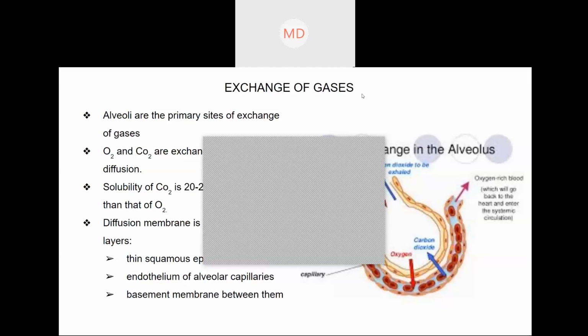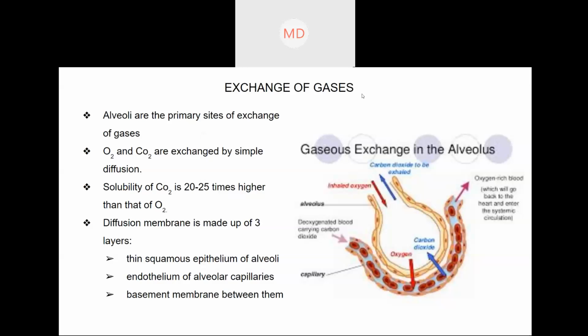Okay, today we'll start with exchange of gases. So this is the last topic of this chapter. Yesterday we discussed the lungs, right? Inside the rib cage there are the lungs, and I told you that the most important organ for respiration is the lungs.